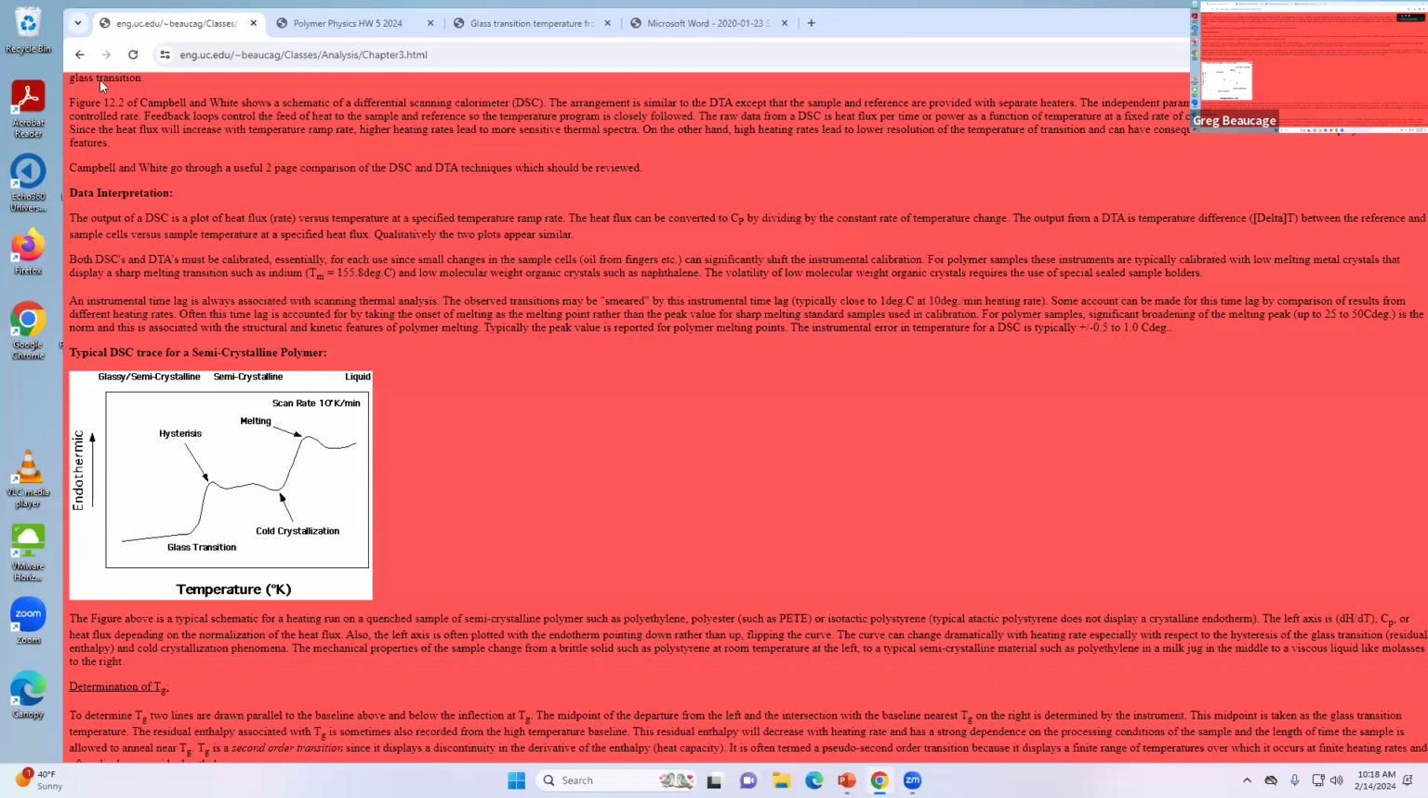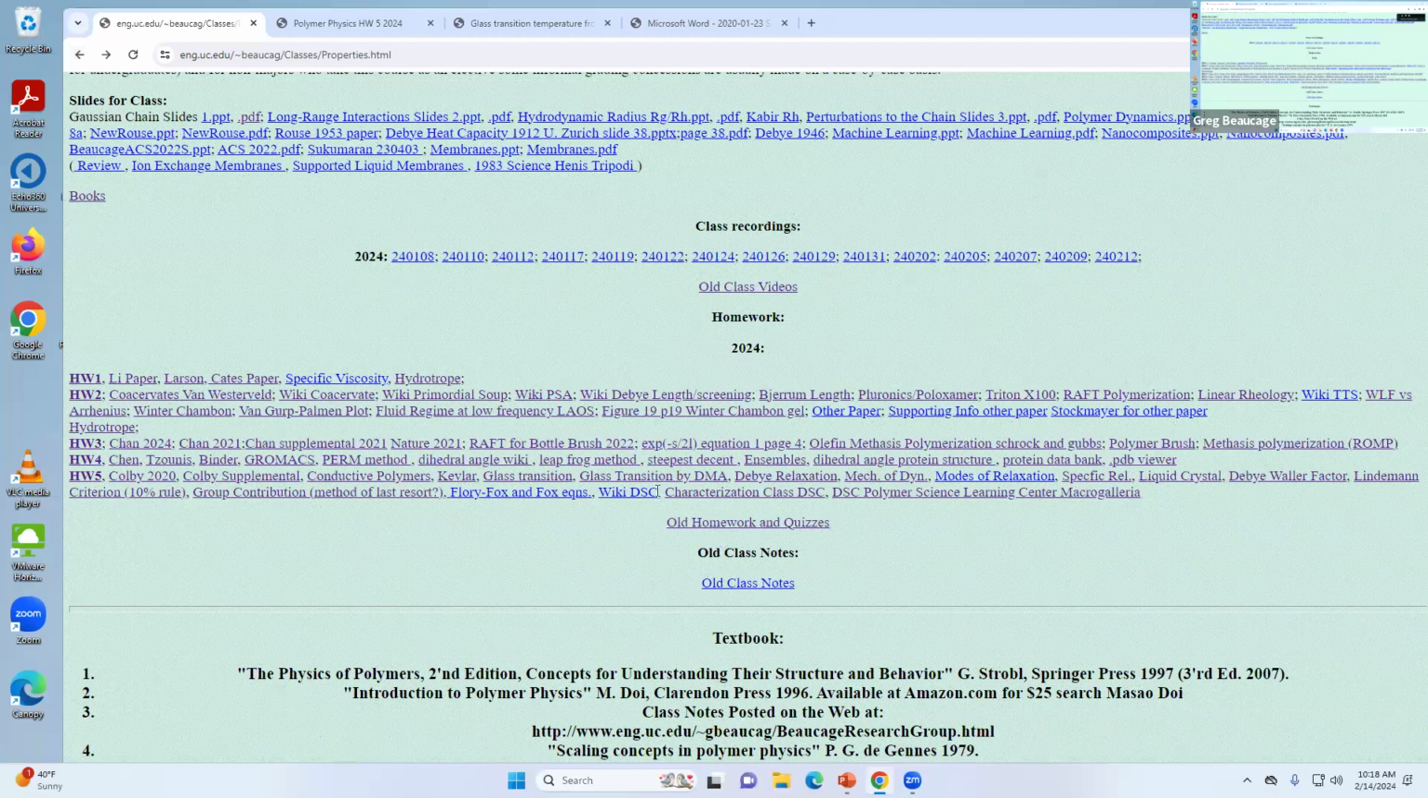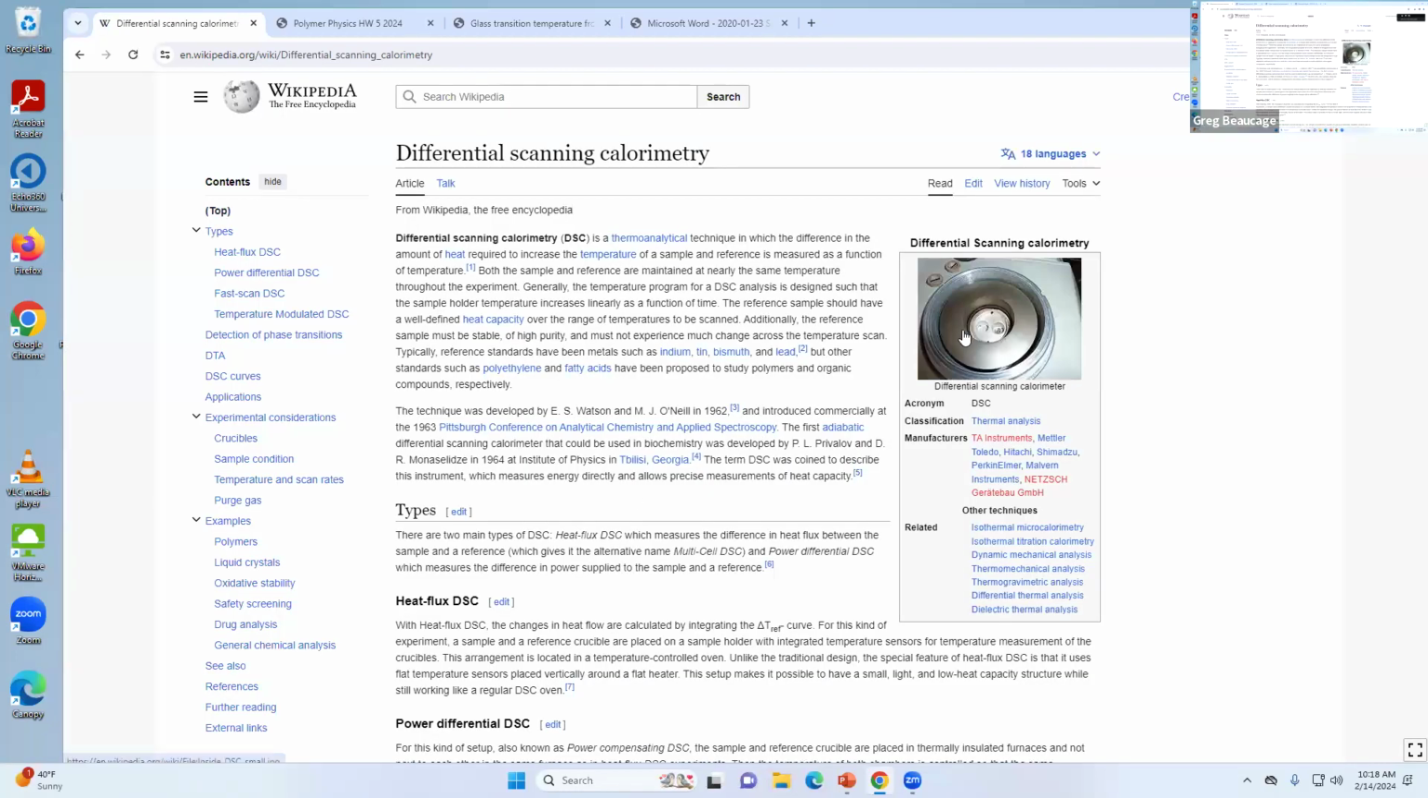The machine itself, there's a picture of the machine here too. I guess the wiki DSC has a picture of it. It kind of looks like that. You have two pans, a comparison pan and the sample pan. You put your stuff in a little sealed platinum or aluminum tray, depending on what you're doing and what kind of material you're using.